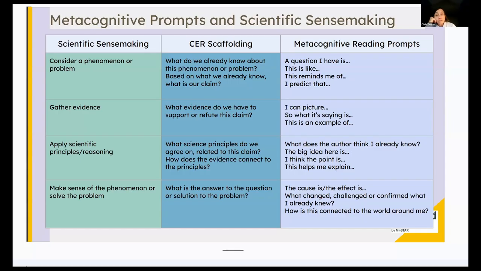And how are those metacognitive reading prompts? Are they similar to some of those processes? And so I have a table here that has the steps in scientific sense making, the steps that you would use to write a CER, and then some of the metacognitive reading prompts from that bookmark.